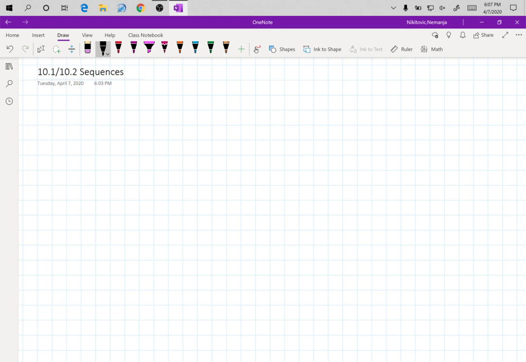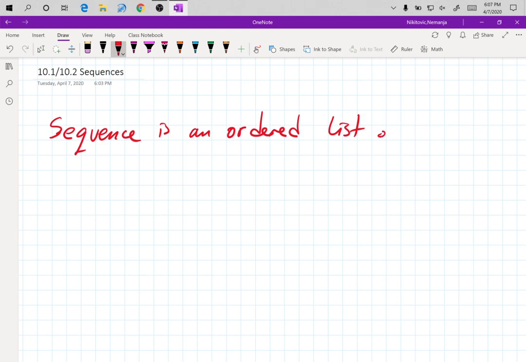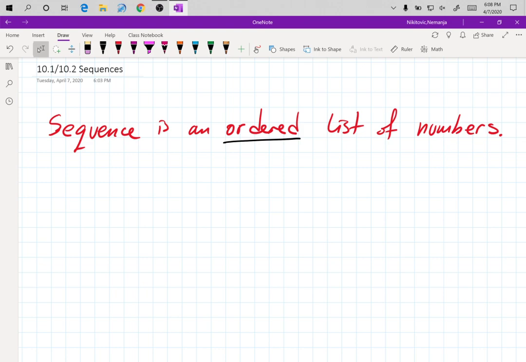So we're going to start with the definition that a sequence is an ordered list of numbers. So it's more specific than a set, right? A set is not ordered. In a set, you just throw items in and you have a set. A sequence is very particular because it has the word ordered, and it's ordered using the natural counting numbers.